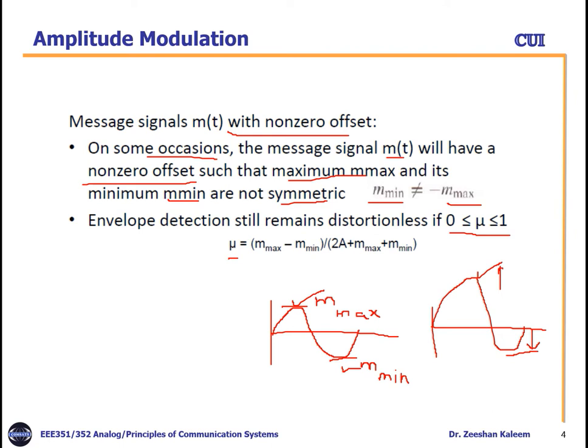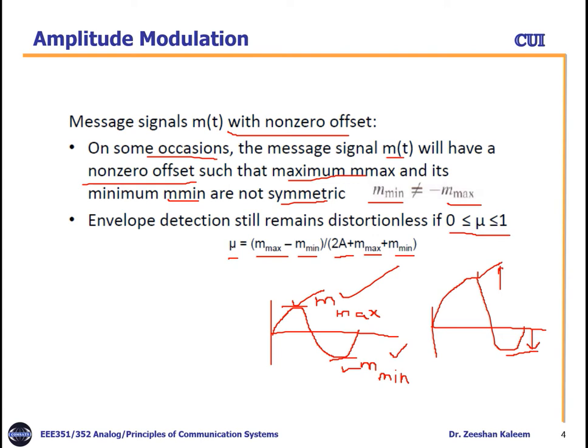m max minus m min, right? Divided by 2A plus m max plus m min. So you need to remember this formula, because this can be a scenario where maximum and minimum are not symmetric. In this case, this modulation index equation is used to calculate the modulation index of an AM signal. Okay, let's move.